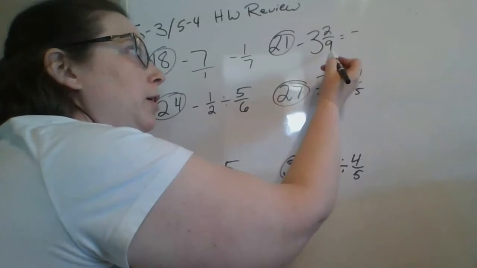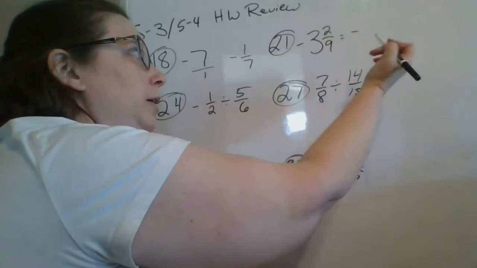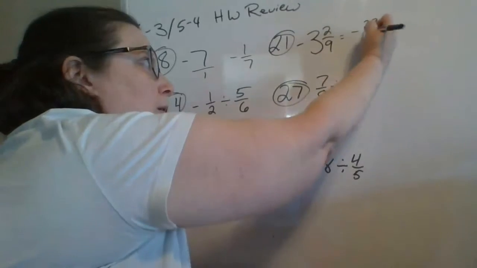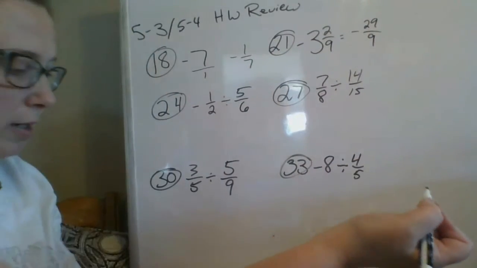With number 21, you have a mixed number, so first thing we do is make it improper by multiplying 9 times 3 and adding 2. So we get negative 29/9 for that one.